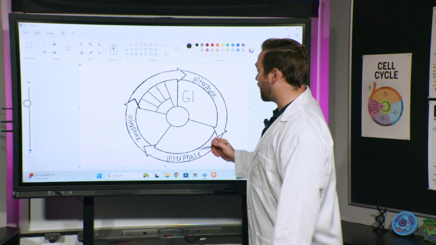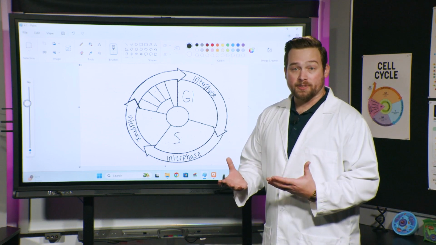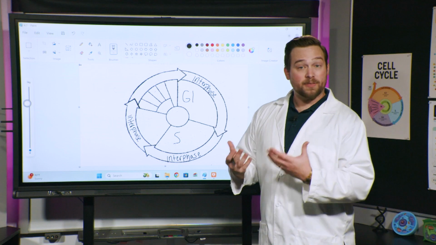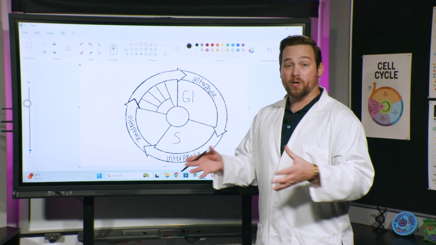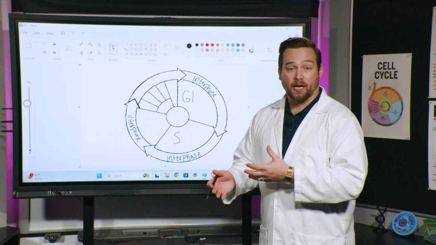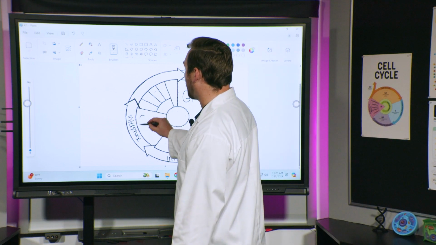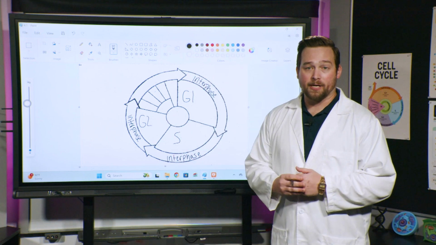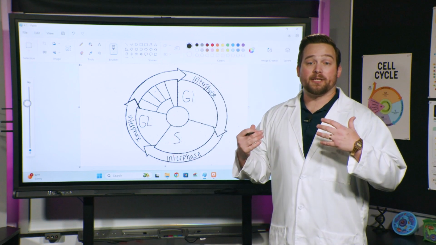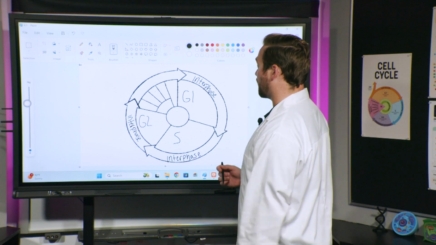The next part of interphase is called the S phase. And S stands for synthesis, okay? So the cell is synthesizing, specifically synthesizing new DNA, so that when we divide, each cell is going to get a copy of it. After the S phase, we have the G2 phase. We'll talk about this in more detail later on. What's really happening here in the G2 phase is the cell is getting ready to divide. Great.